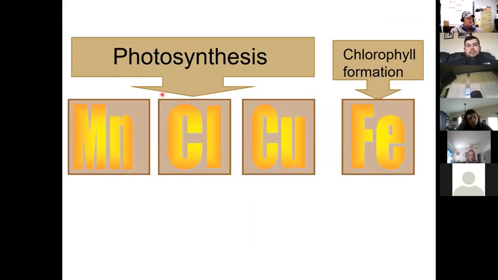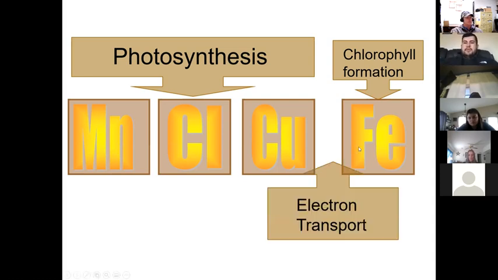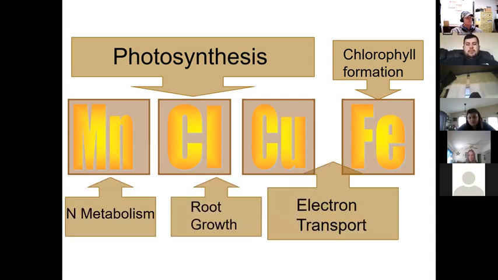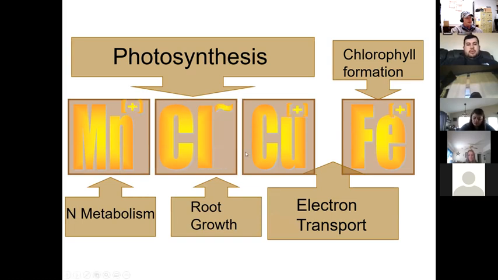These others are used in photosynthesis: manganese, chloride, and copper. And then iron is an important component of chlorophyll formation. So pretty similar to, what was the other one that was used in chlorophyll? I think that was magnesium, right? So iron and magnesium kind of have a similar role in the chlorophyll world. All right. Chloride's the only one of these that's an anion. The other ones are cations that are taken up by the plant.